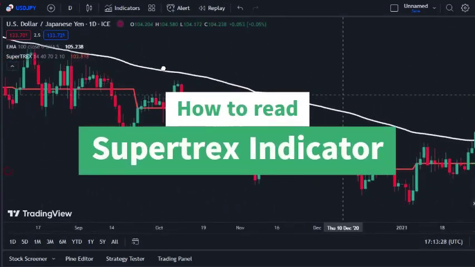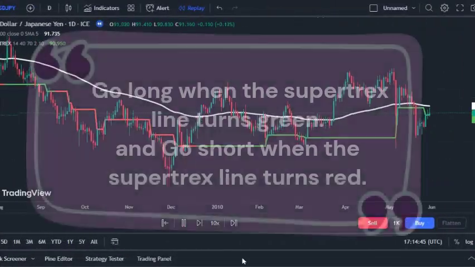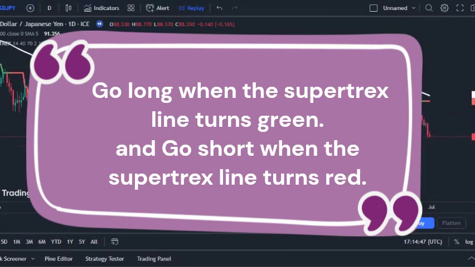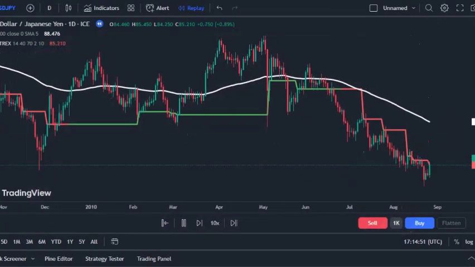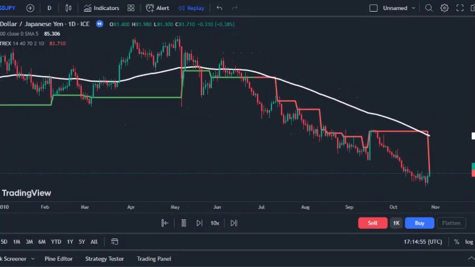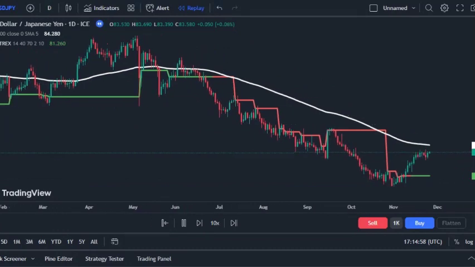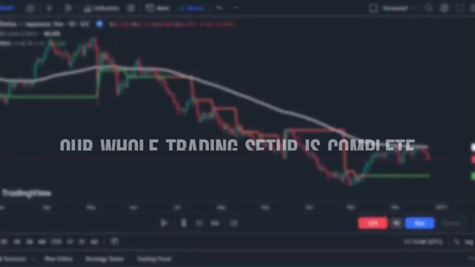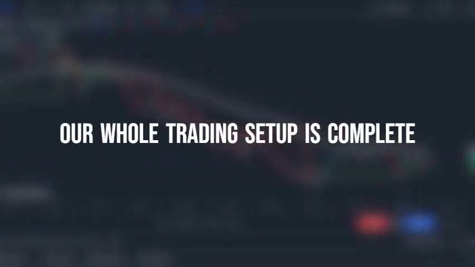Okay, now how to read this indicator? So go long when the Supertrend line turns green and go short when the Supertrend line turns red. And remember, don't get into the trade as soon as the line changes its color. Wait for at least 2 to 3 candles to confirm. Okay, great. Now our whole trading setup is complete.